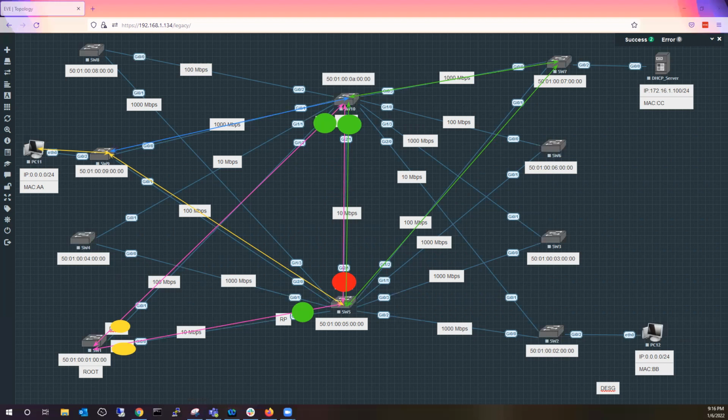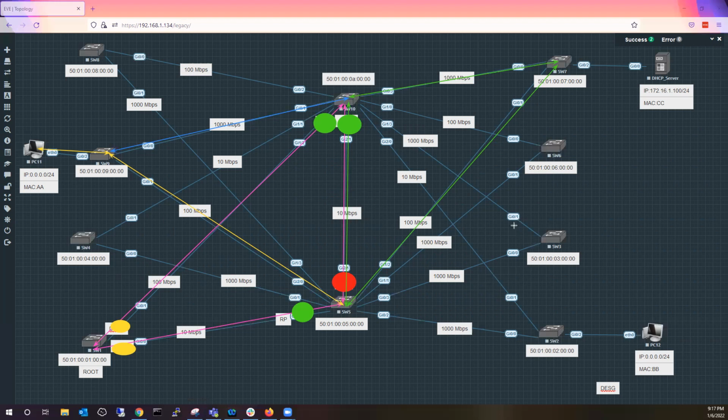Yeah, so I was asking him, if we're looking at PC11, let's say PC11 wants to communicate with the DHCP server. What link is switch 9 going to take to reach the DHCP server? Is it going to take the one towards switch 10 or switch 5? I see what you're saying. It's gonna take the link towards switch 10 because that link has a lower cost.